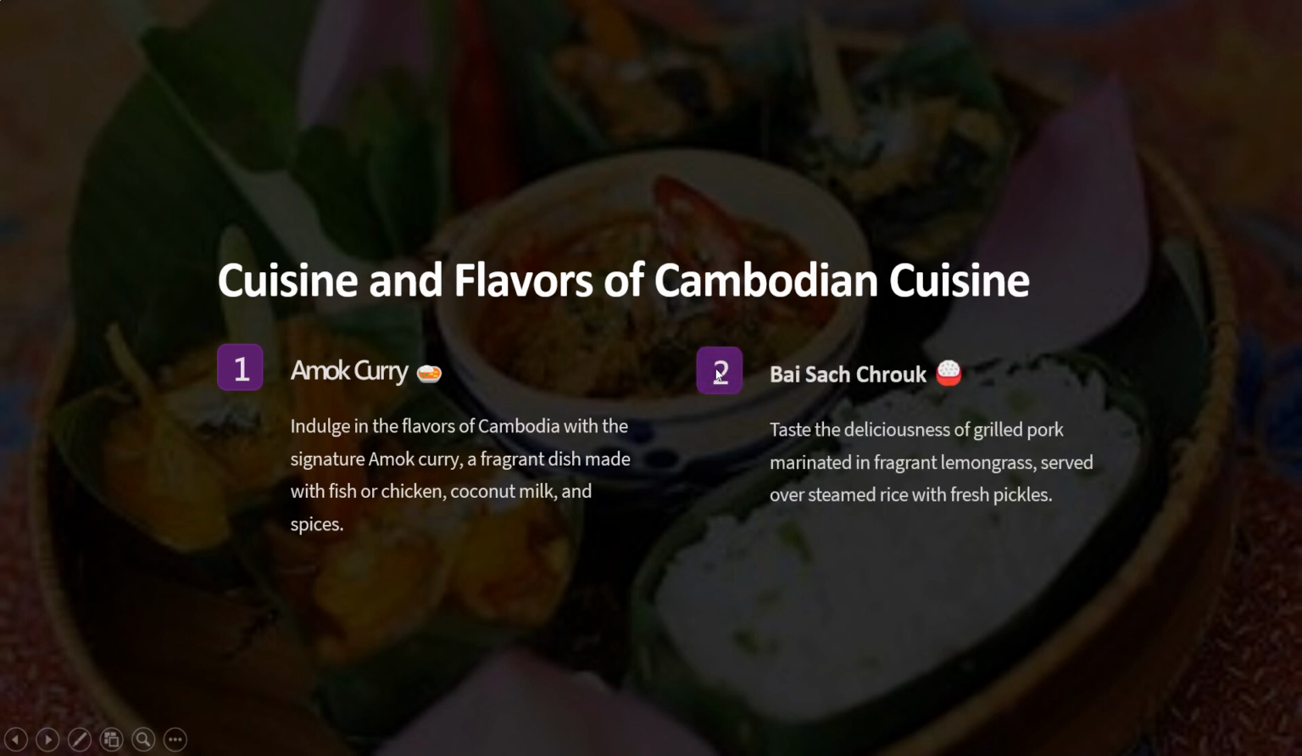And let's move on. Number two is called bai sach chrouk. It means pork and rice. Yeah, it means tasty delicious grilled pork, grilled with the grass, served over steamed rice and with fresh pickles. Yeah, it's something like that. And let's move on.